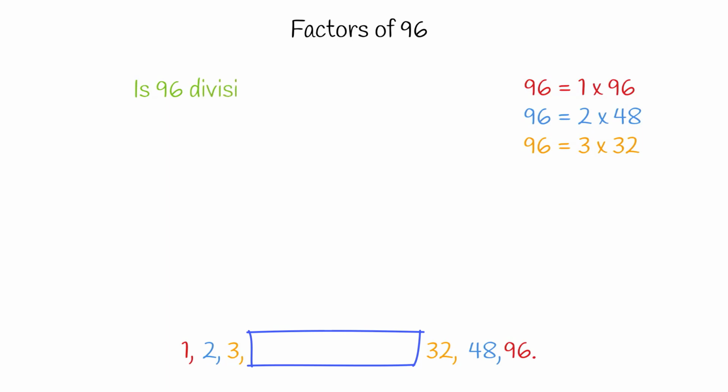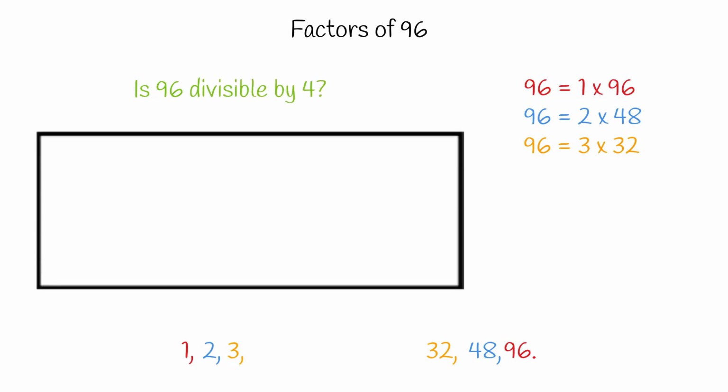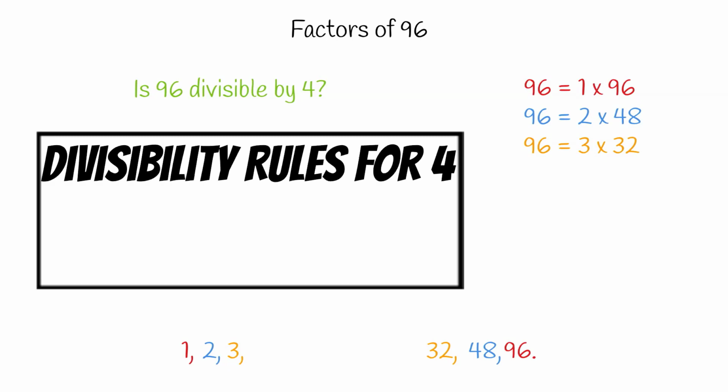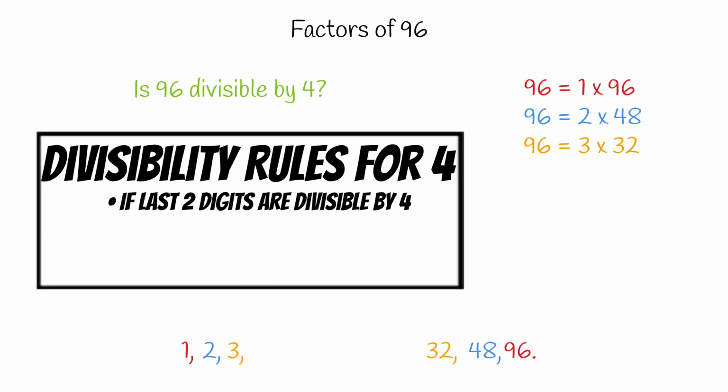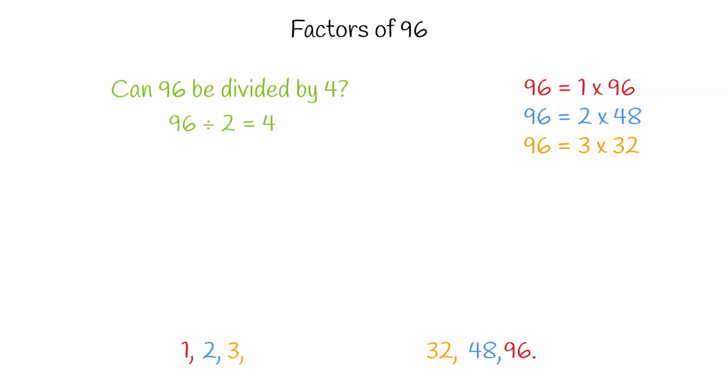The next step is to see if 96 is divisible by 4. Again, this is where those handy divisibility tests come in. There are a few divisibility rules for finding out if a number is divisible by 4. If the last two digits are divisible by 4, then it has the factor of 4, but that doesn't make it any easier for us with 96. Another rule is if the number is even, once it's been halved, then it's divisible by 4. We figured out before, half of 96 is 48, and 48 is an even number, so 4 is a factor of 96.